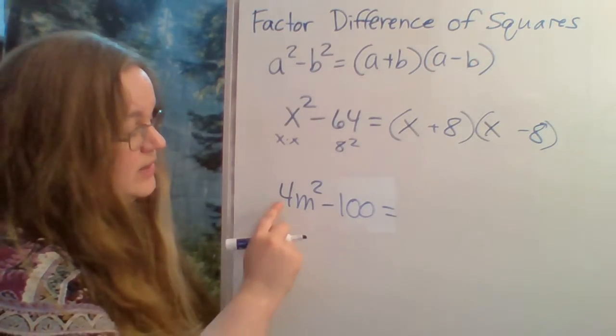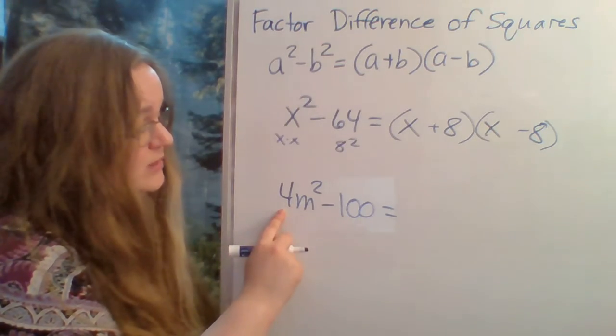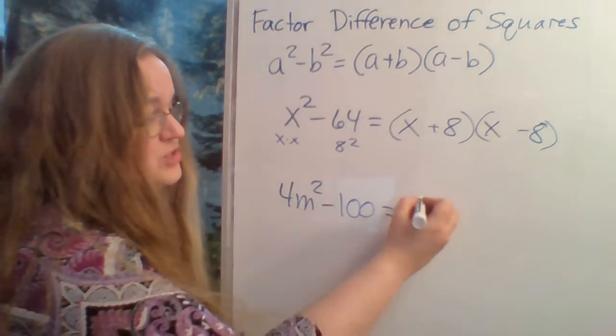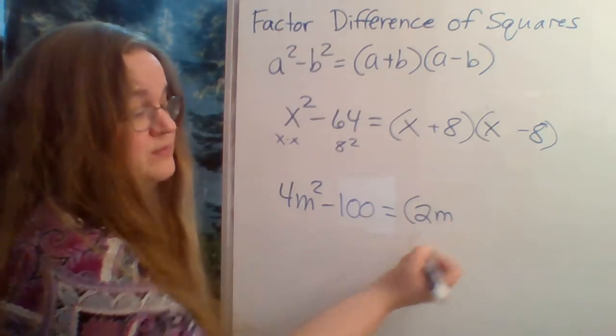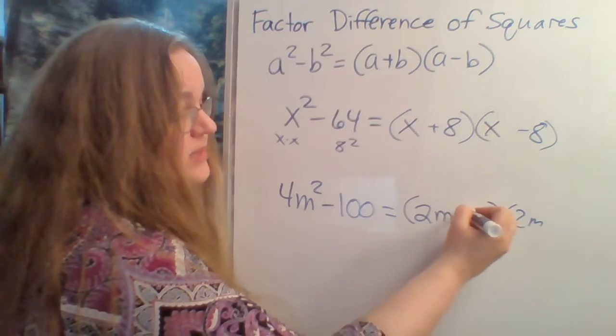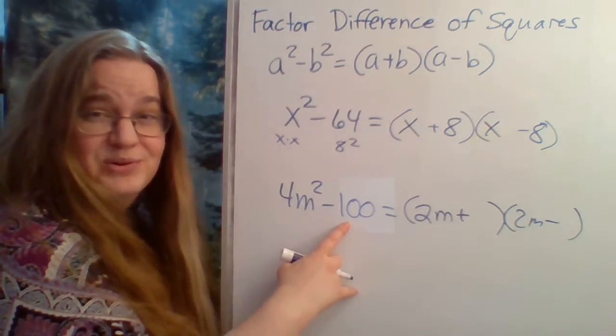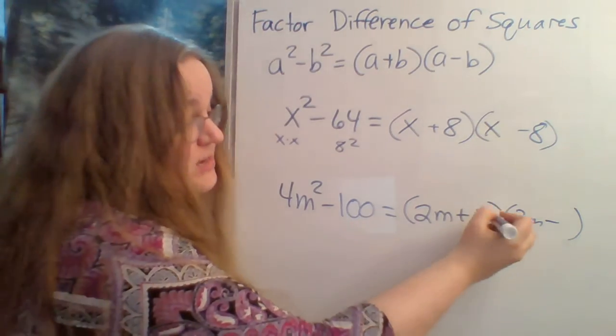If you look here, I have to take the square root of not just the variable, but the 4 as well. The square root of 4 is 2, and the square root of m squared is m. So if I'm going to write that, one's going to be plus, one's going to be minus. And then I take the square root of 100, which is 10.